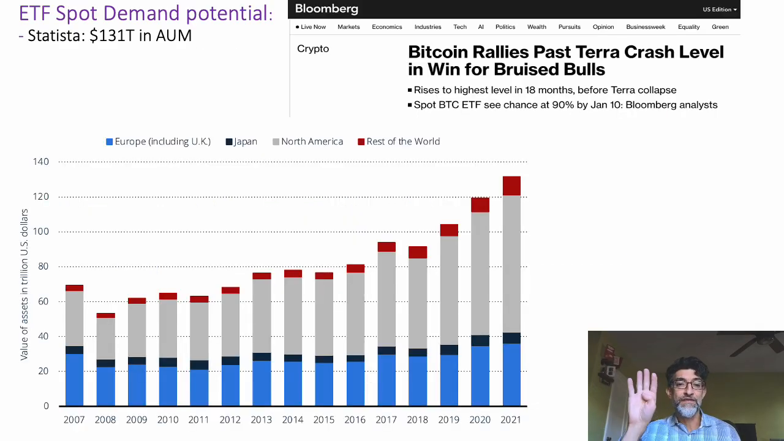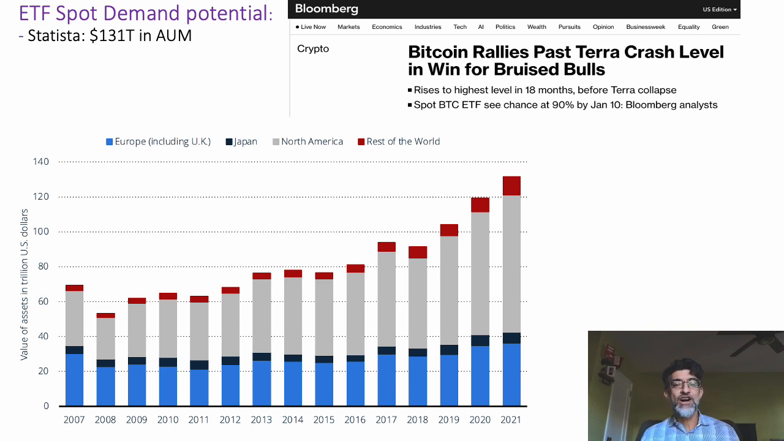I promised I would show you 4 factors. The next one, I think this is the last one, is ETF spot demand. I won't talk to you too much about this because there's so much publicity about this. The publicity is about the potential of a spot Bitcoin ETF within the next few months. Bloomberg thinks this may occur. I'm not sure if you can see that, but they're expecting this to occur by next January, and they think there's a 90% chance of a spot Bitcoin ETF.